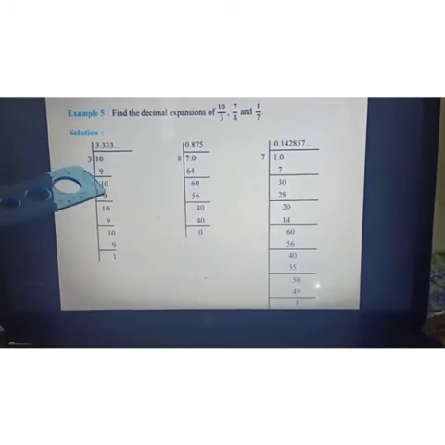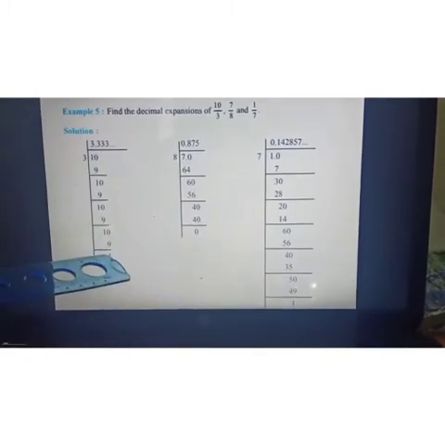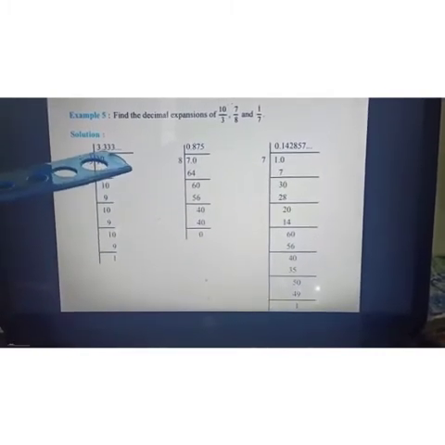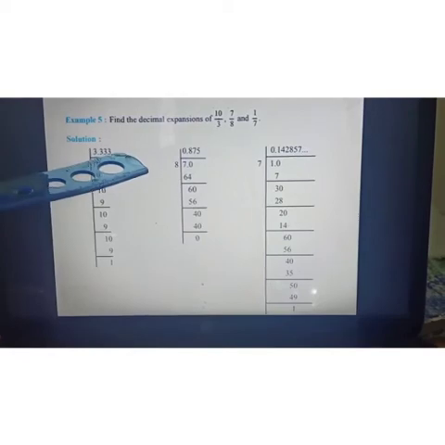When you divide 10 by 3, you get the answer 3.33. Here the remainder is not 0. Okay, the division goes on continuously. That's why this is an example of non-terminating repeating, because here the digit 3 is repeating.